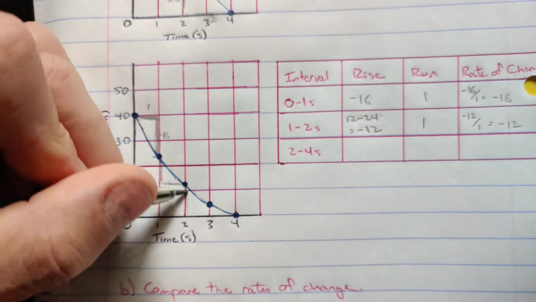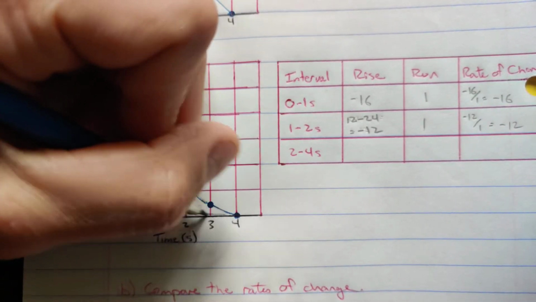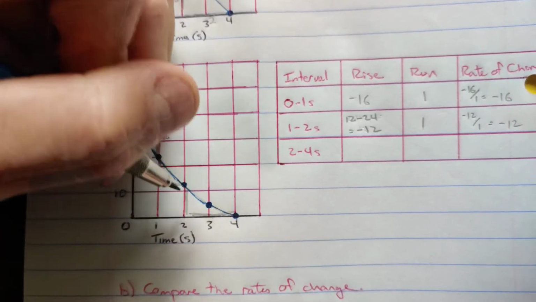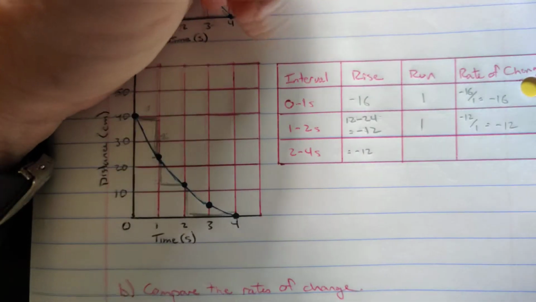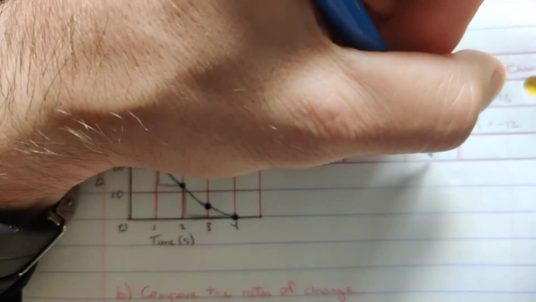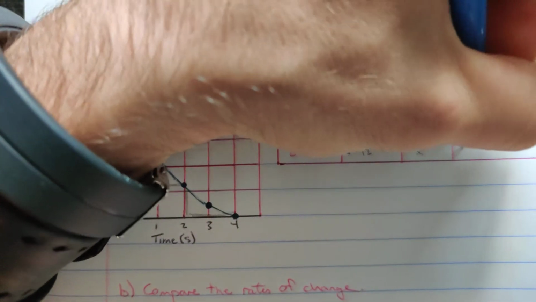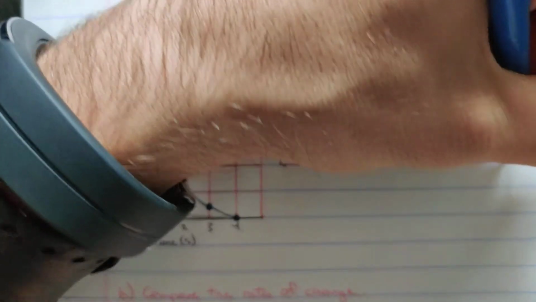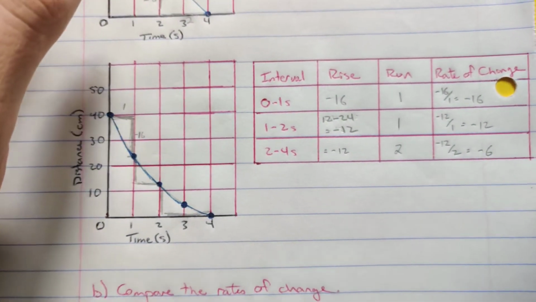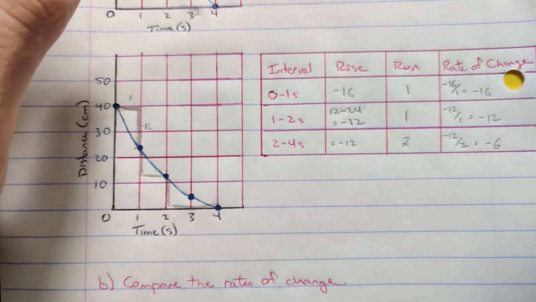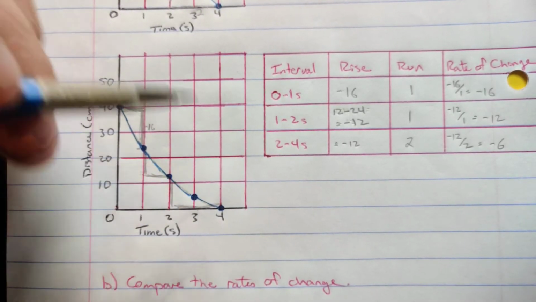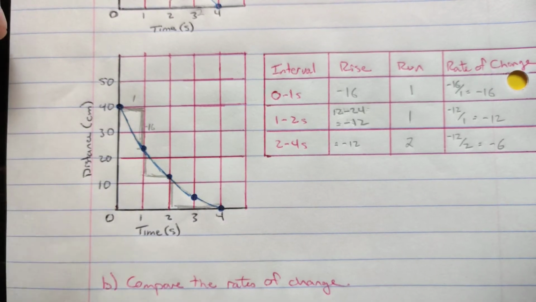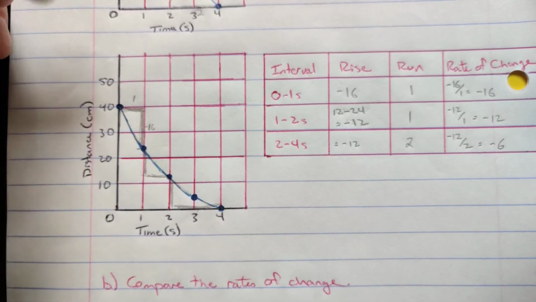In the last bit, going from 2 to 4, we're going down from 12 to 0. So we're going down about negative 12 again. But our run is 2. So negative 12 over 2 is going to give us negative 6. So negative 16, negative 12, negative 6. We have a variable rate of change. Not the same. It seems to be decreasing in speed there, going down.